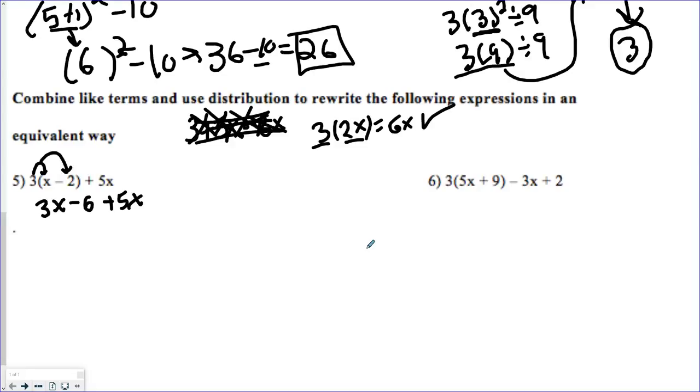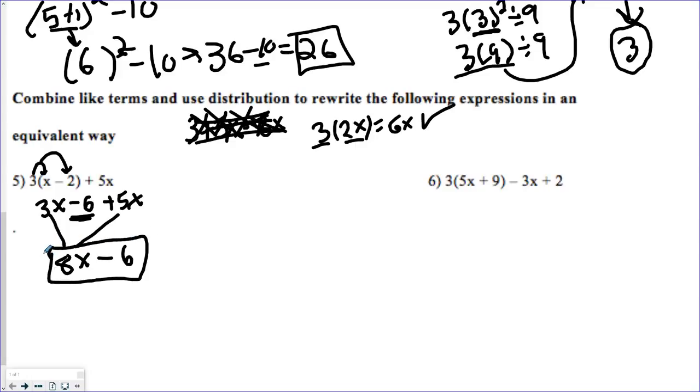Now in this case, the minus 6 doesn't have anything to go with. There's nothing to combine with the minus 6, so I'm just going to leave it as minus 6. But the 3x and the 5x I can put together because they both have an x. 3x and 5x when put together make 8x because they're both positive. So 3 x's plus 5 x's is 8 x's. And then that's my final expression.